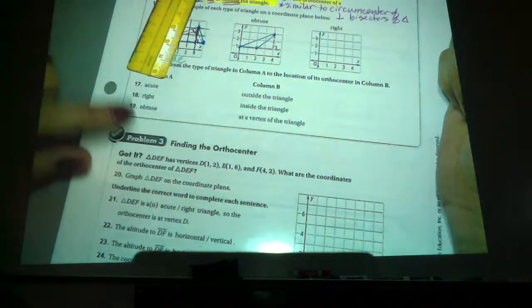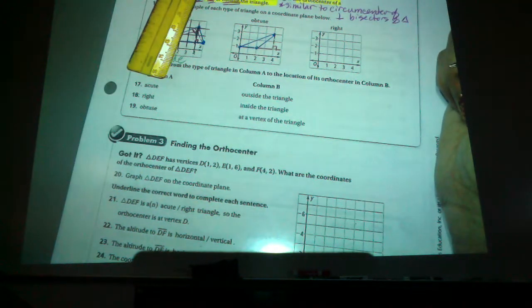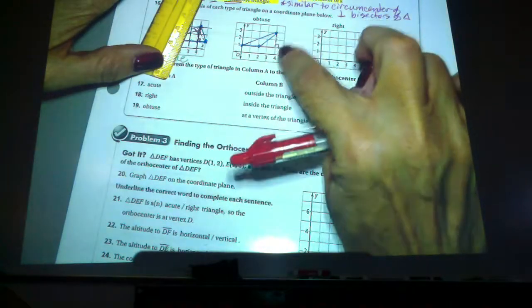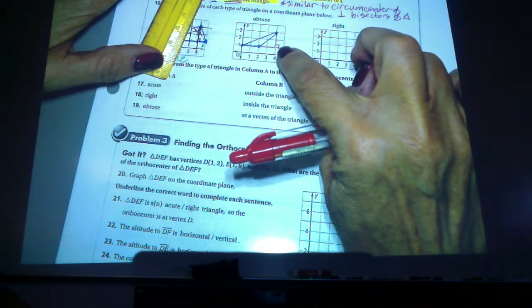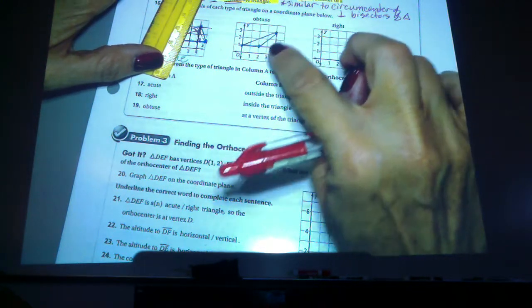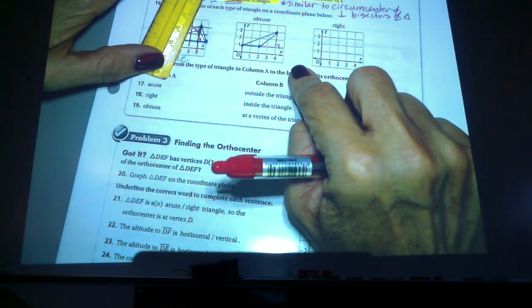It's the only kind of altitude that can be outside of a triangle. All the other ones come from inside. And so it does come from the vertex, and it does hit the opposite side perpendicularly. But I had to extend the side for that.